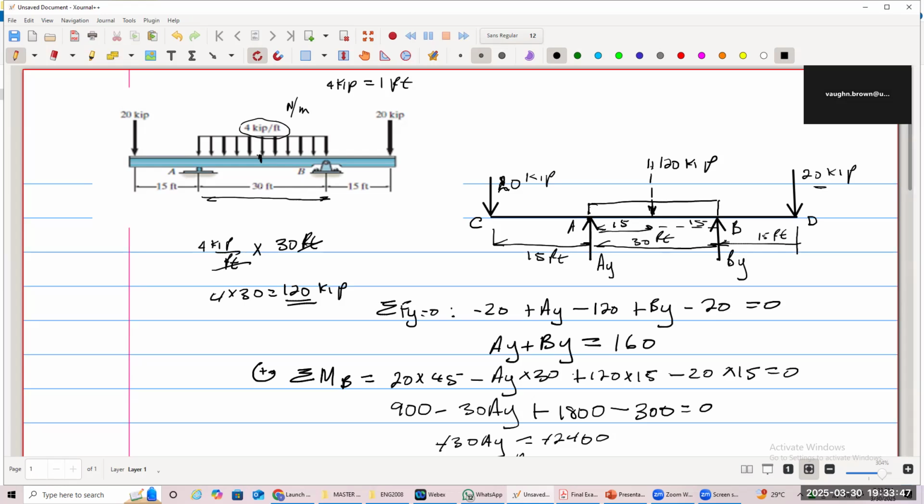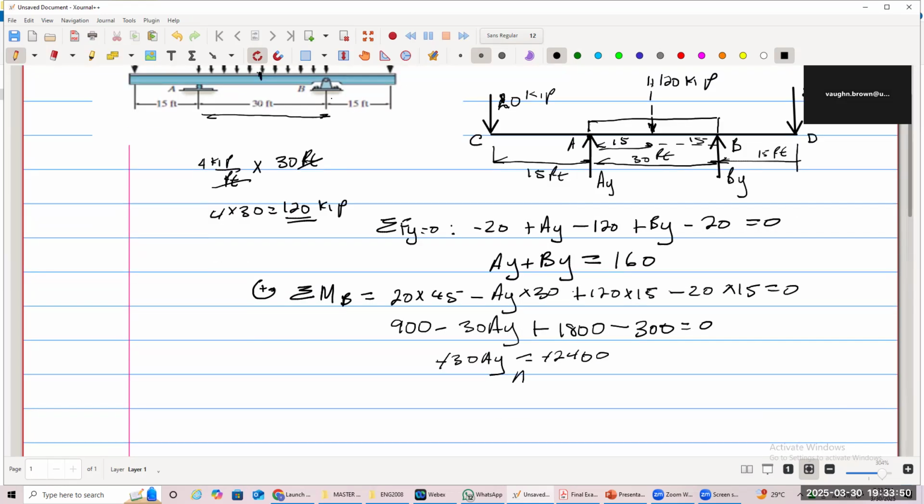So there, let me get some space here. AY is equals to 24 upon 30, which gives you 80 kips. All right. Now, that's the second equation. So this equation was really equation 2, and this is equation 1. We substitute that back in. So we substitute AY equals 80 kips in equation 1.